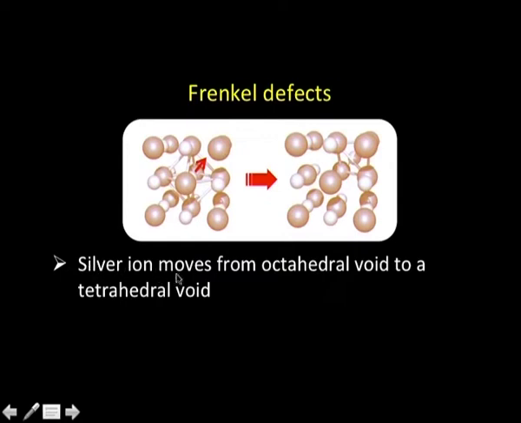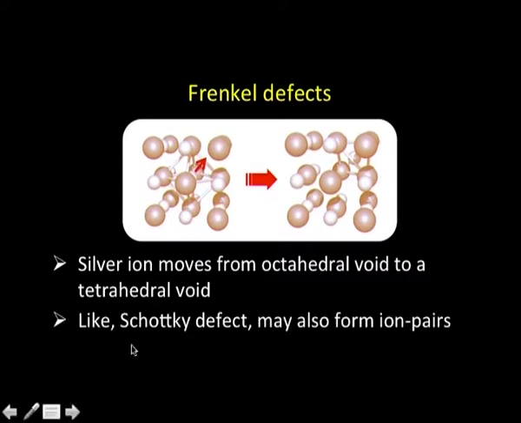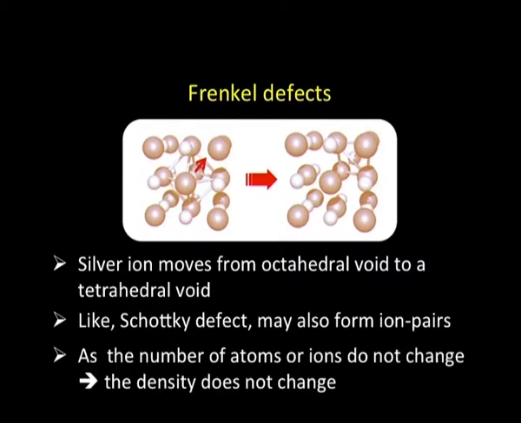That is, the silver ion moves from the octahedral void into a tetrahedral void. The tetrahedral void is the interstitial position. The octahedral void was its original position, which now becomes a cation vacancy. Okay. So, like Schottky defect, this may also form ion pairs. That is a possibility, that two such defects can come closer to each other. But in this case, the number of atoms or ions does not change. It is just that one particular atom, a cation, has moved from one place to another. So, the overall density will not change, because the mass has not changed.